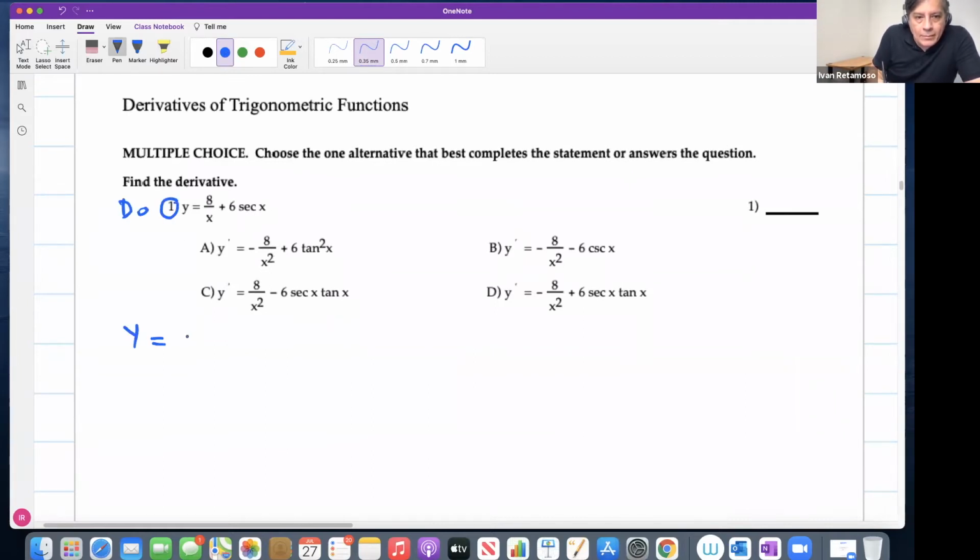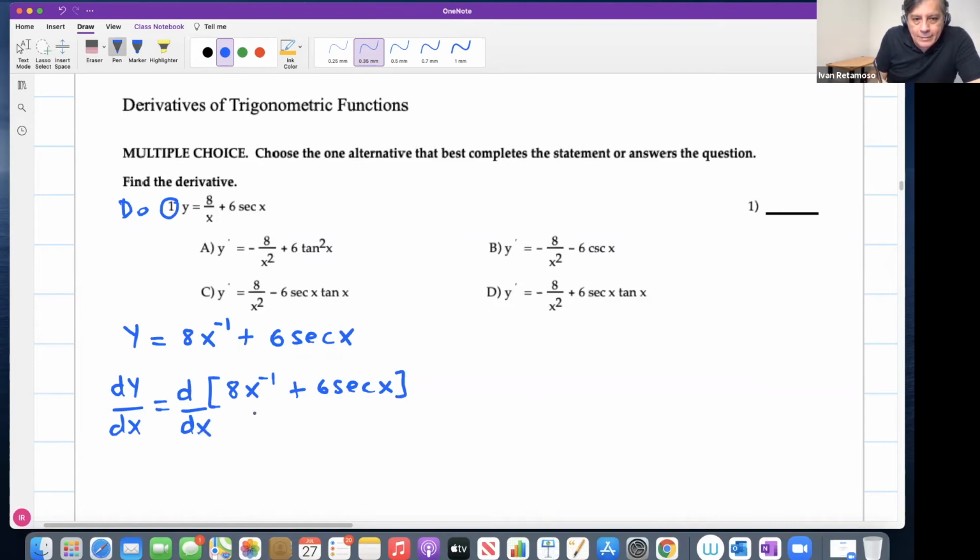Y equals, rewrite this 8 over x as 8 multiplying x raised to minus 1 plus 6 multiplied by secant of x, right? Figure out the derivative of y with respect to x. Try to see if you can handle this.